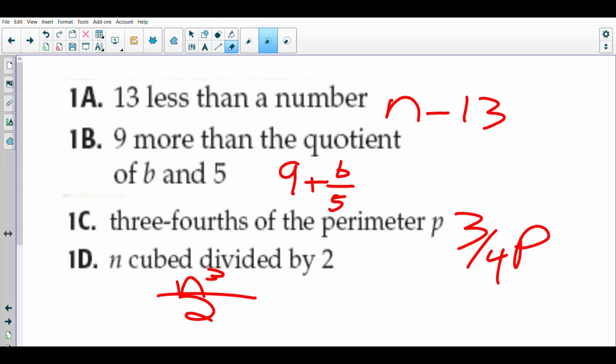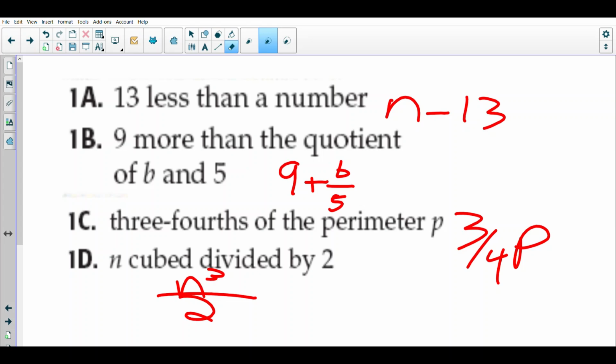Here's some more. 13 less than a number. In this case, we have n minus 13, because remember I said that the word less than switches the order of them. 9 more than the quotient of b and 5. More than means plus. Quotient of b and 5 means b divided by 5. So you have 9 plus b divided by 5.